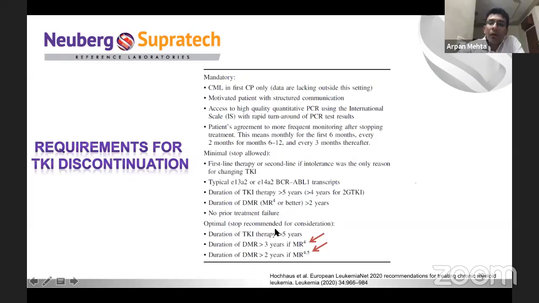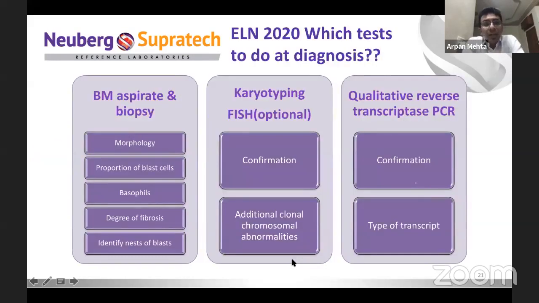Now this is an era of treatment-free remission. So we need to detect these levels of MR4 and MR5, which are the requirements. ELN 2020 guides us on which tests we should order at diagnosis. We need to do a bone marrow aspirate and biopsy just to see on morphology the proportion of blast cells, basophils, degree of fibrosis, and to identify whether there are any nests of blasts or not. We need to do karyotyping for confirmation, as well as to know additional clonal chromosomal abnormalities if present. And we must do a qualitative reverse transcriptase PCR for confirmation, as well as to detect the type of transcript which we can later on monitor.